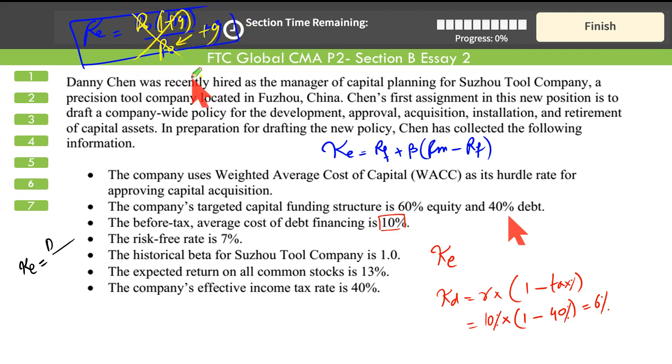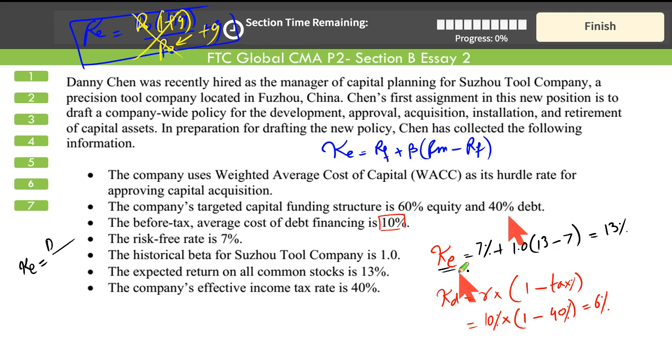So we can't use this formula. The only possibility for us is to use the capital asset pricing model, because we have been given the risk-free rate, that is 7%. We have been given beta, that is 1.0. Return on the market is 13%, and the risk-free rate is 7. Right? So 13 minus 7 is 6. 6 plus 7 will give you 13. It means the overall return expected from cost of equity is 13%.